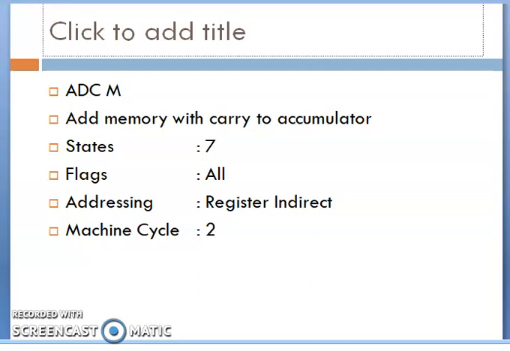Then ADC M, add memory with accumulator. ADC M means add memory with carry to the accumulator, and the addressing in this case is register indirect addressing. Number of machine cycles is 2 and states 7, and all the flags are affected by this instruction ADC M.